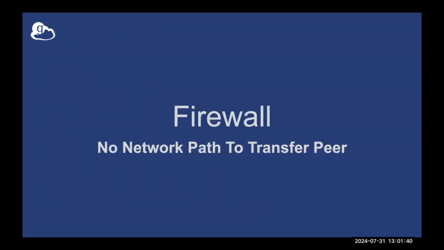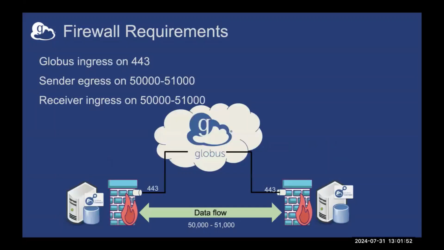Okay, so the first problem that people commonly see is firewall issues: no network path to the services from places that need to connect to them. This slide shows what we need from the firewalls for Globus transfer to be effective with its data transfer nodes. There's another talk that we did a few weeks ago on this, so if you want to deep dive into the network requirements and what is actually going on, there's another talk for that. I just want to present what we need.